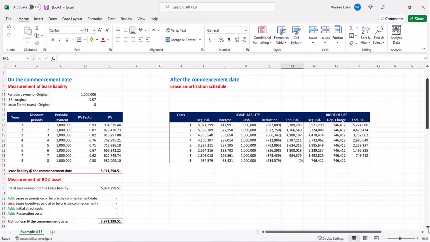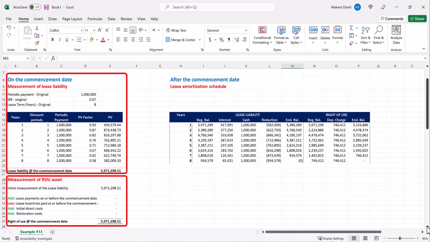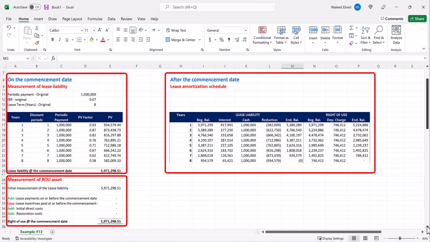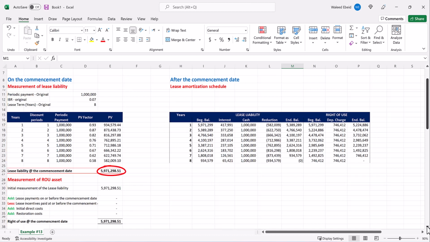Let's account for the original lease. These are the schedules for the calculation of the lease liability, and the right-of-use asset on the commencement date, in addition to the lease amortization schedule. The lease liability at the commencement date is the present value of the periodic payments of $1 million, discounted over a lease term of 8 years with a discount rate of 7%, which is the lessee's incremental borrowing rate on the commencement date. And here, the right-of-use asset includes only the initial measurement of the lease liability on the commencement date.